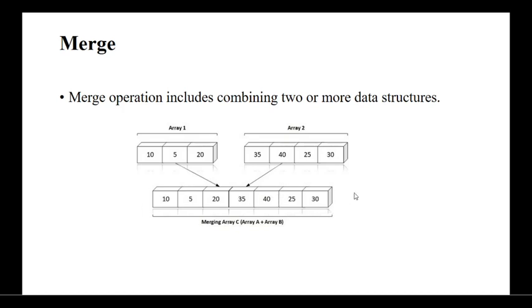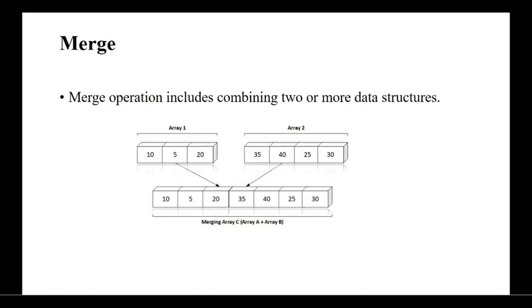So this is called the merge operation, merging array 1 and array 2. Two or more. Do you need to combine only two, or more than two? No, there is no limitation. You can have 2 or more data structures combined together. Then we call that a merge operation.